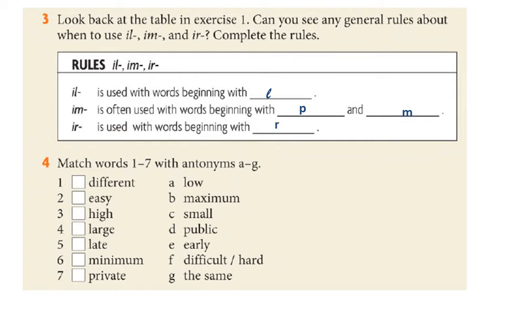Now, we have 7 words. Exercise number 4. Match words 1 to 7 with antonyms A to G. We have 7 words, and here we have their opposite meanings. So it is required to find the opposite meaning of them. Now, start with different. We know the meaning of different. The antonym will be the same.